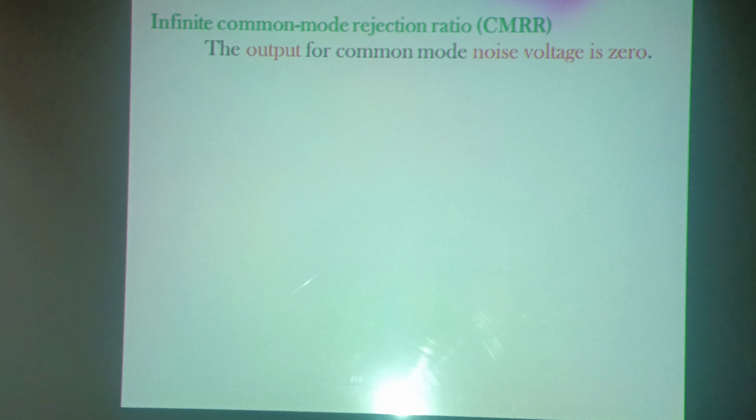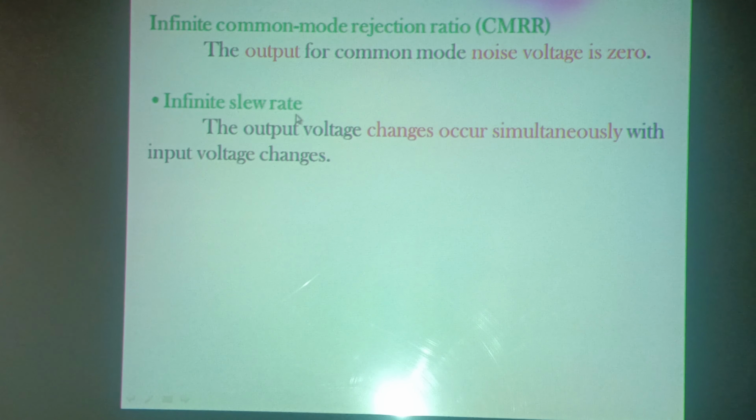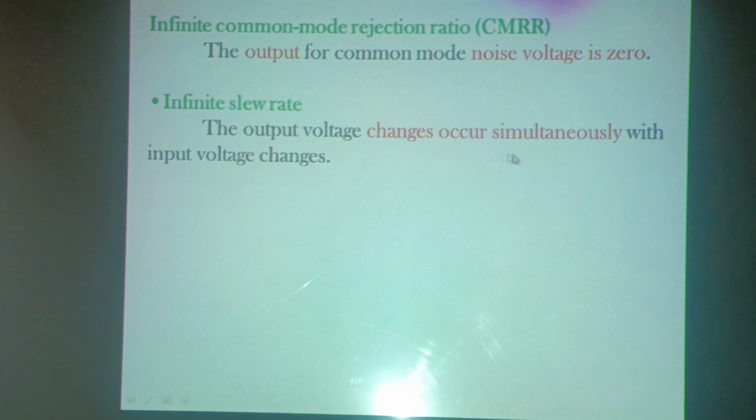The next parameter is, the common mode rejection ratio is infinity for ideal op-amp. Therefore, it rejects the noise voltage. The output for common mode noise voltage is 0. The next parameter is slew rate. Ideal op-amp has infinite slew rate. Slew rate defines how fast the op-amp responds to the changing input signal. Since the ideal op-amp has infinite slew rate, the output voltage of the op-amp changes simultaneously with change in input voltages.